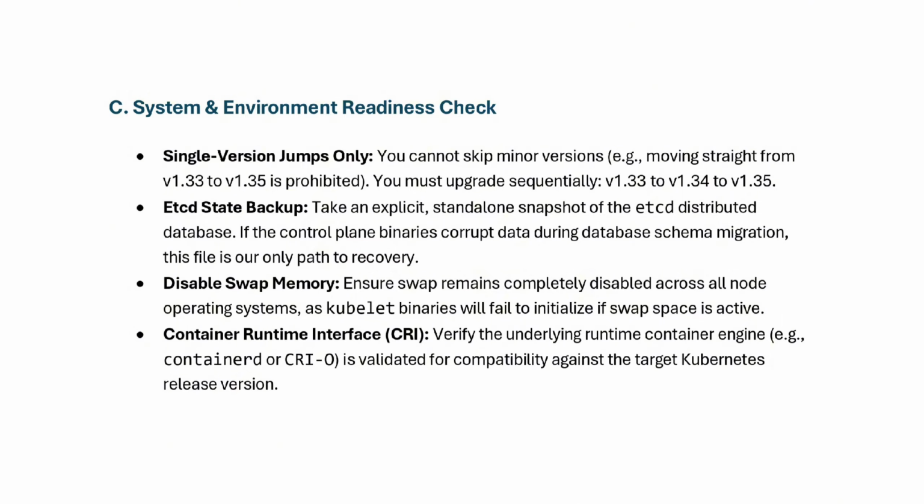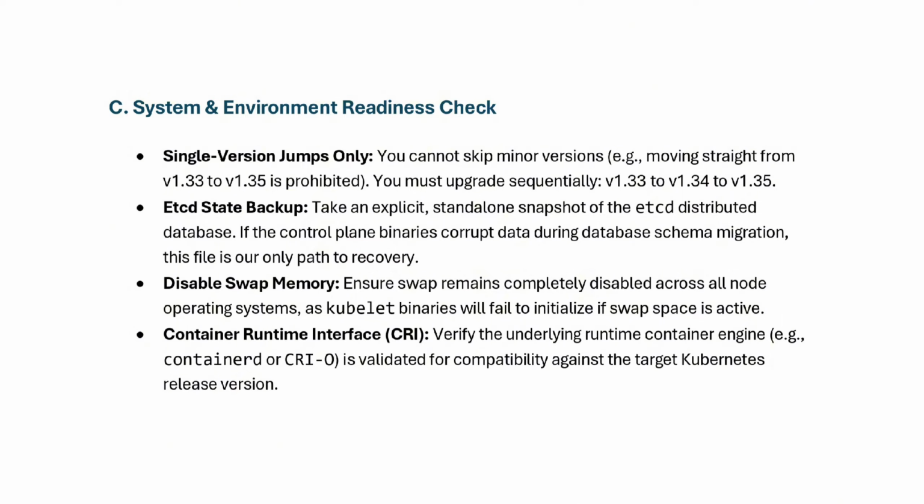For extra safety of backup, we must take a standalone snapshot of the etcd distributed database. So if the control plane binaries corrupt the data during database schema migration, this file is the only path to recover that data in the etcd. Although in the newest versions of Kubernetes, swap memory being active or disabled doesn't affect the upgrade process, meaning it will not affect the binaries to initialize.